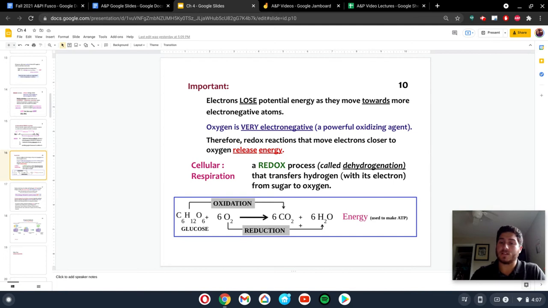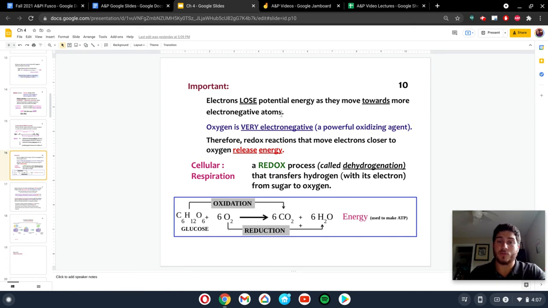This is stuff that makes sense. Don't let the words confuse you or overstimulate you. Just think about it. Electrons are going to lose their potential energy as they move towards a more electronegative atom. Meaning, beforehand, they have energy. It's stored. It's ready to go. But throughout the reaction, as those electrons move towards a different atom, they're going to lose that energy, right? They're going to lose that potential energy. They're going to convert it into kinetic energy.